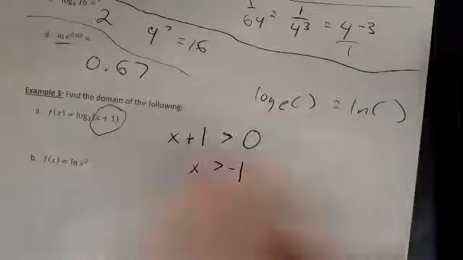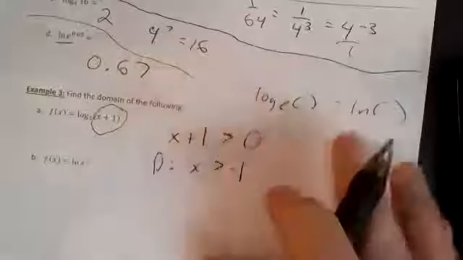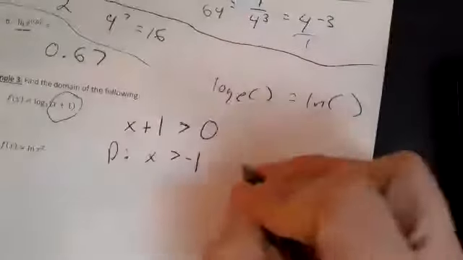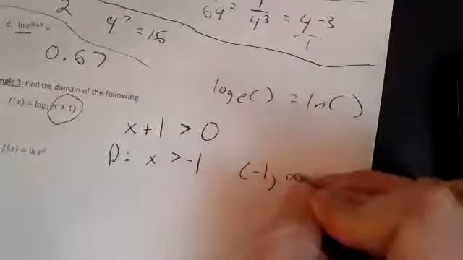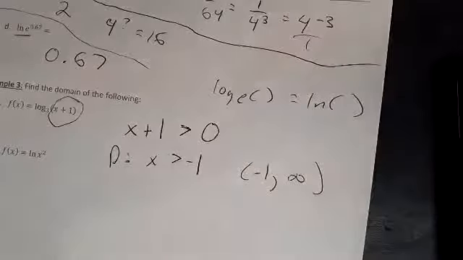There are a few ways we can write the domain. If you want to just say x is greater than -1, that's fine. If you want to say -1 to infinity in interval notation, that's also good.